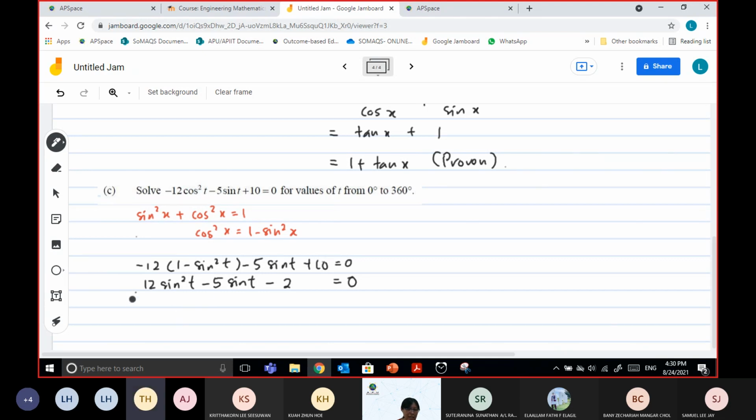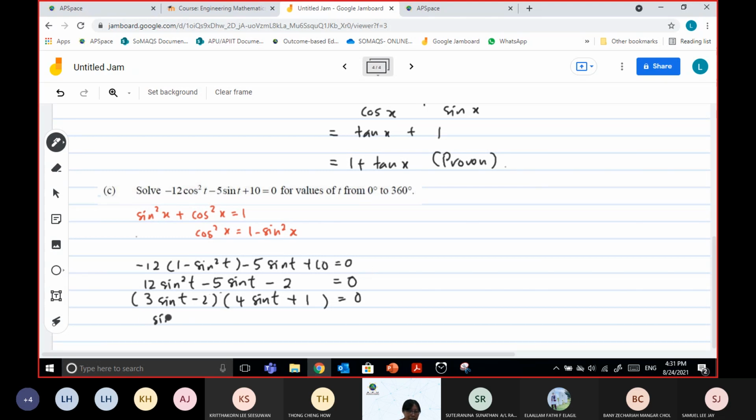Yes. Can factorize. Okay, can you tell me what is a factorization? 3 sine t minus 2, then? 4 sine t plus 1. Okay? Okay, yeah. Then thanks for the answer.